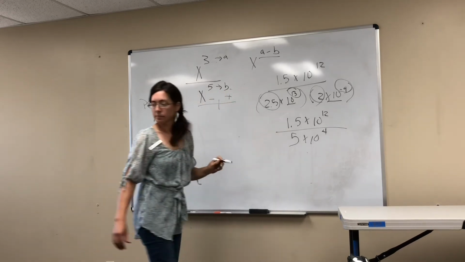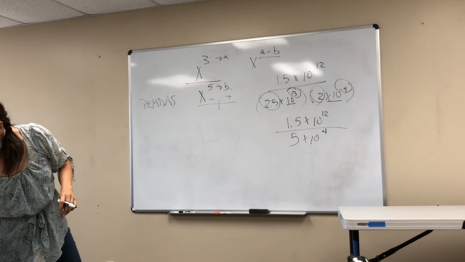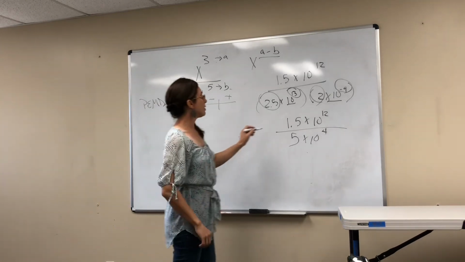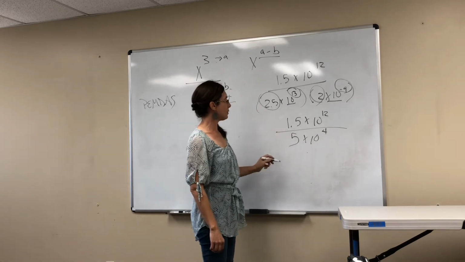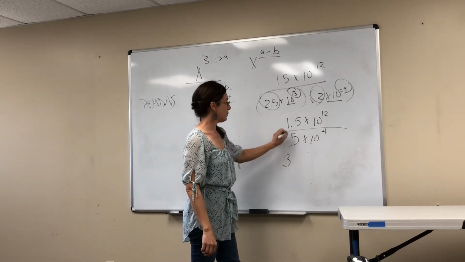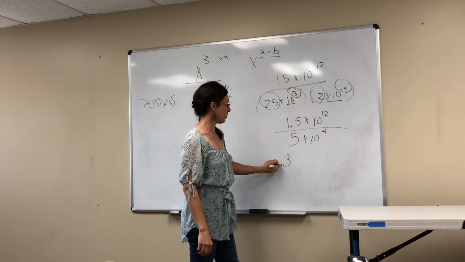All right. So now I've got 15 divided by 5 is 3. But I have a decimal place, so it's 0.3.